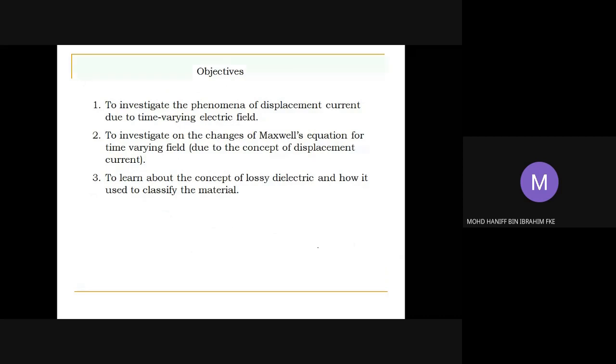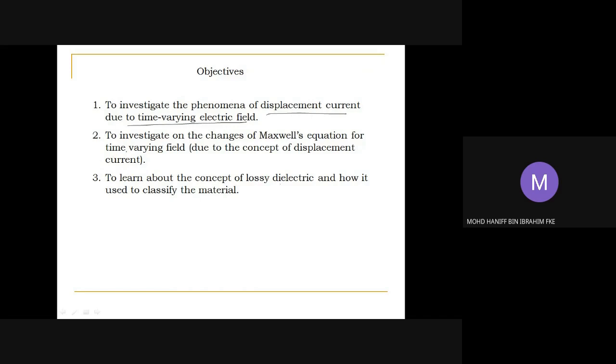The first objective is to investigate the phenomenon of displacement current due to a time varying electric field. This is what you have to understand. You can sense here that displacement current originates from the time varying electric field, and the phenomenon of displacement current is due to the time varying electric field.